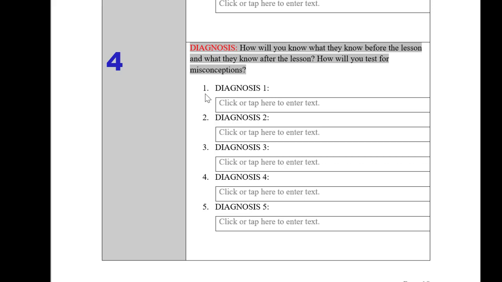How will you test for misconceptions? The big point to talk about when it comes to diagnosis is why. Why do we take the time to do a pretest, or why do we take the time to do the diagnostics before the learning? This is so that you can see where those learning gaps are.